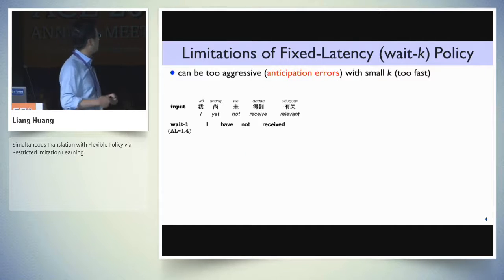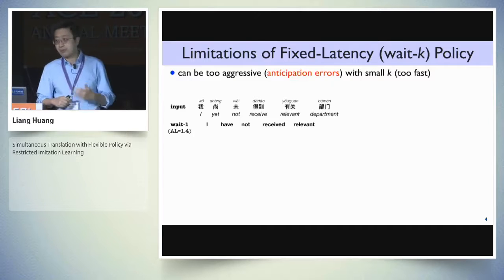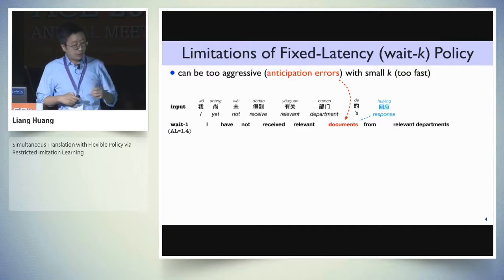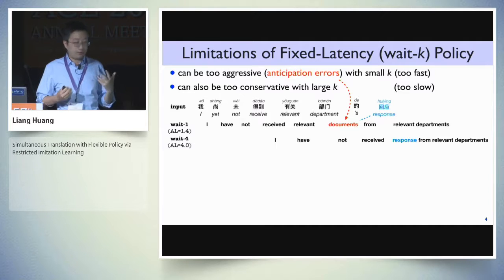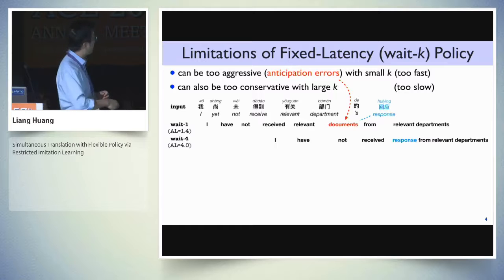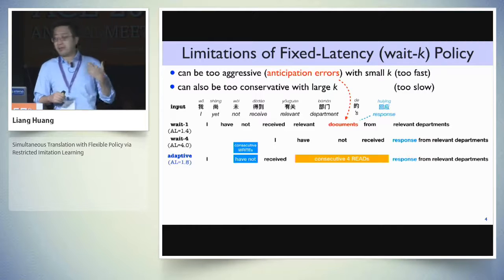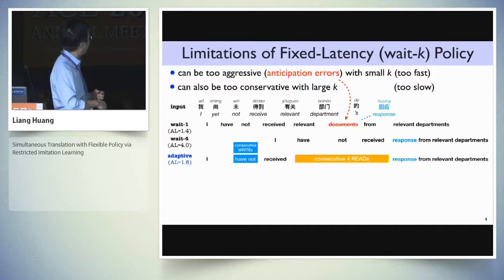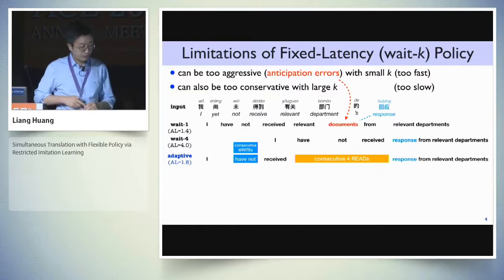As I said yesterday, a fixed policy might be too aggressive with smaller ks. For example, in this case, wait-1 would make an anticipation mistake, because the actual noun is response, but it's only after 2 more words that you can see this. So wait-1 is too aggressive, but wait-4 is too conservative on the other hand. It is correct, but it's too slow. What we want is something in between, that decides on the fly whether you should catch up or wait for more. So you have consecutive writes here, 2 words in a row, and then wait for more information if you need to, until you receive the word response. So this is more clever.